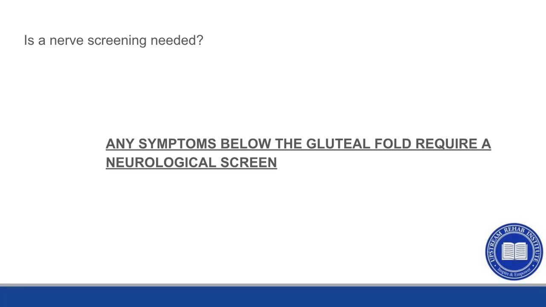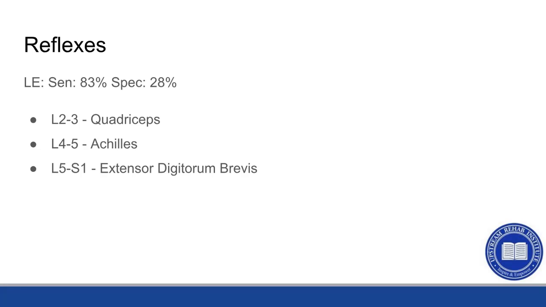So the first question, if we're going to screen up to the lumbar spine, or if the patient has any lower extremity symptoms, is: is a nerve screening needed? Any symptoms below the gluteal fold require a neurological screen. So for those, the first thing we'll do is reflexes. Here are the general reflexes that you would be testing, with sensitivity and specificity listed above.